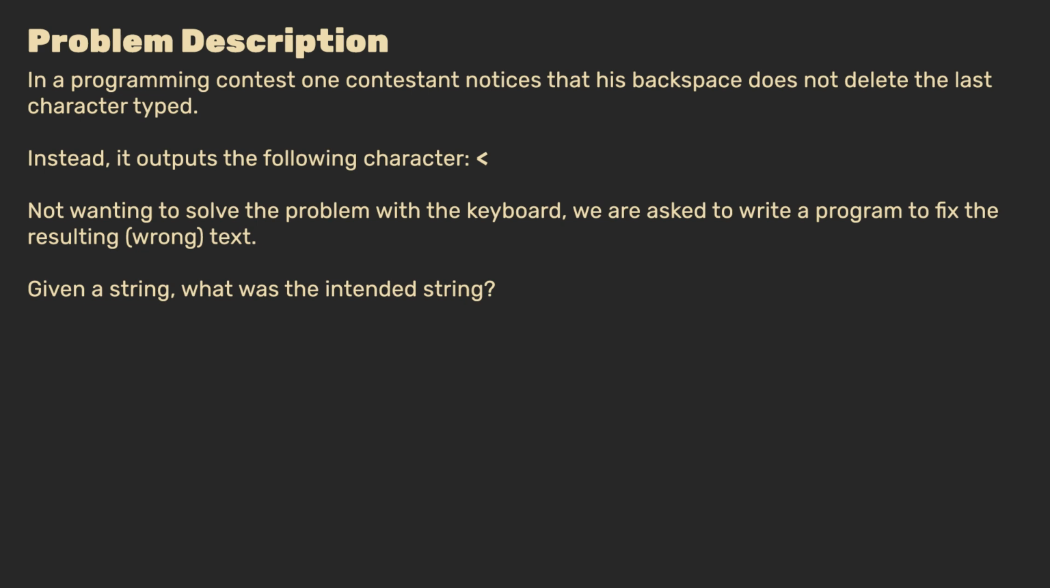Let's take a look. In a programming contest, one contestant notices that his backspace does not delete the last character that was typed. Instead, it outputs an angled bracket which points to the left, perhaps more commonly known as the less than sign. Not wanting to solve the problem with the keyboard, we are asked to write a program which fixes the resulting wrong text. So given a string, what was the intended input of the contestant?